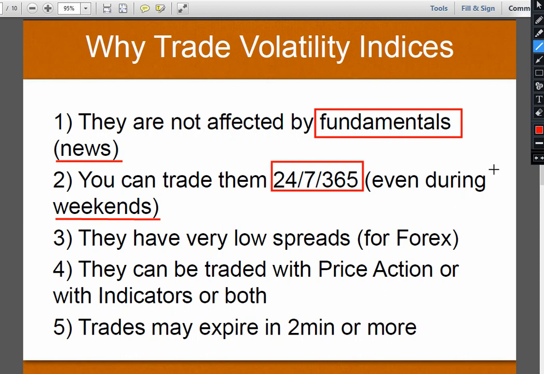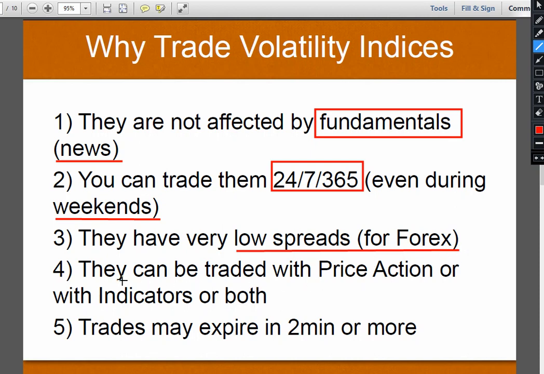Okay. The next advantage is they have very low spreads. If you trade Forex, you can trade these volatility indices as a Forex trader. You can go long, you can go short, that is, you can make buys and you can sell. If you want to trade volatility indices under Forex, you will experience low spreads, which means you can comfortably scalp the markets.